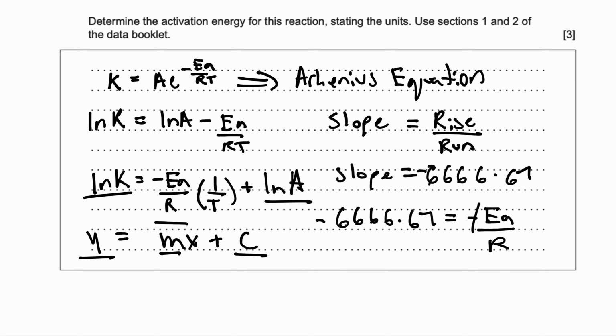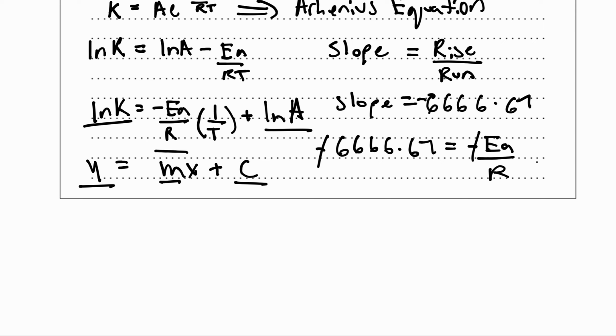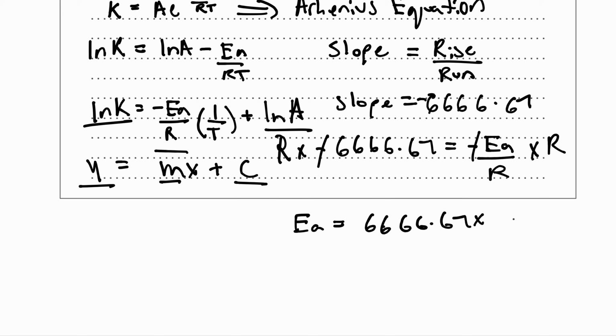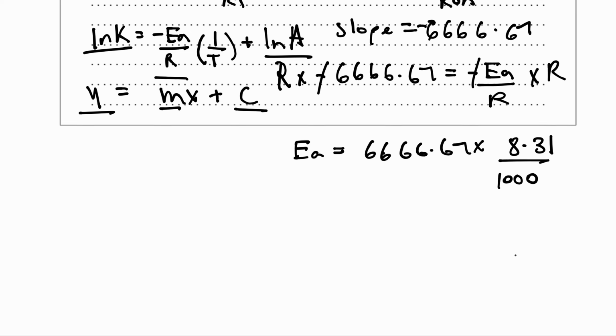Now I can cancel out the negative signs from both sides. And if I multiply both sides by R, which is the gas constant, I'll be able to isolate Ea on its own. So Ea comes out to be 6666.67 times 8.31 over 1000.